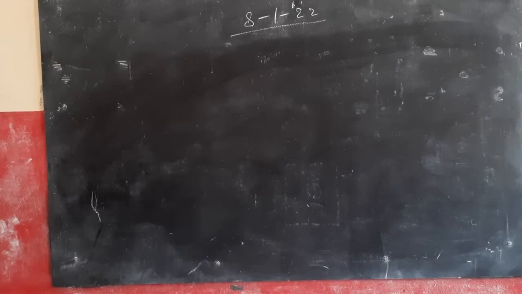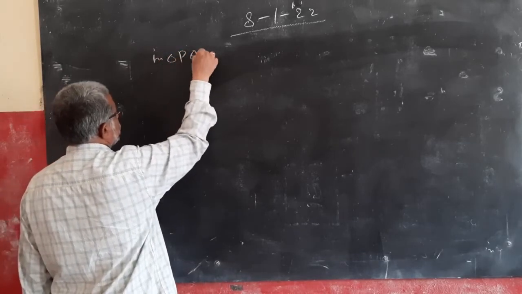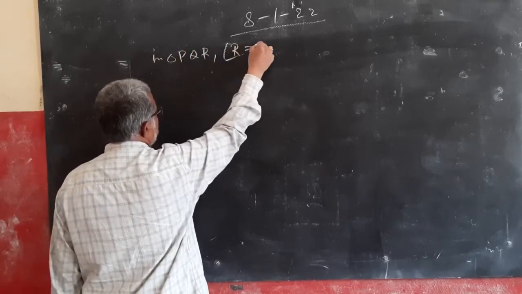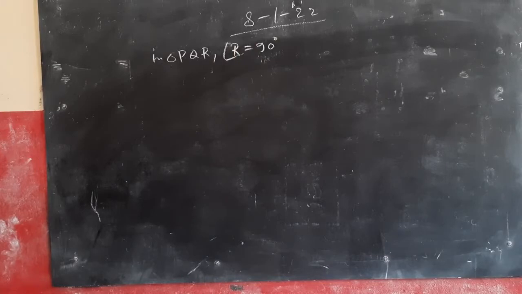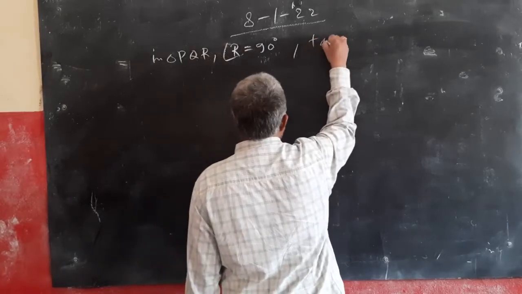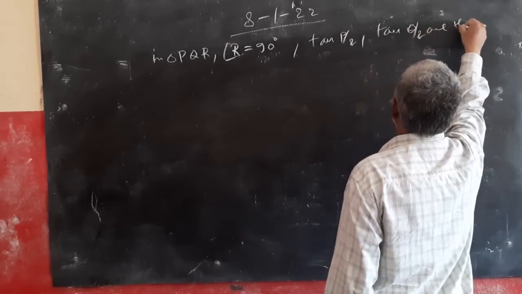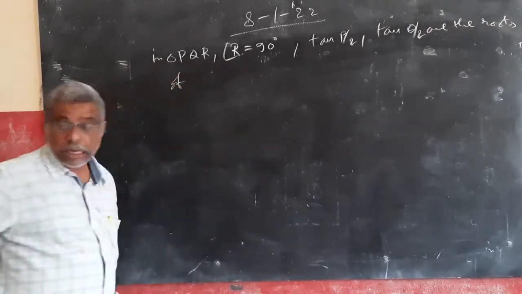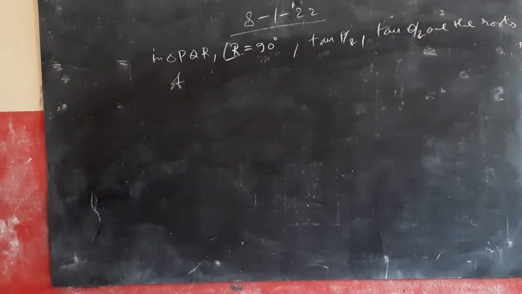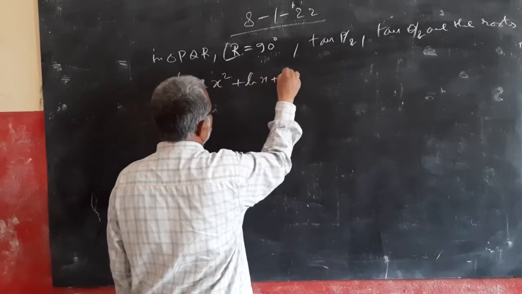What is given? In triangle PQR, angle R equals 90 degrees, and tan P by 2, tan Q by 2 are the roots of the equation ax square plus bx plus c equal to 0.